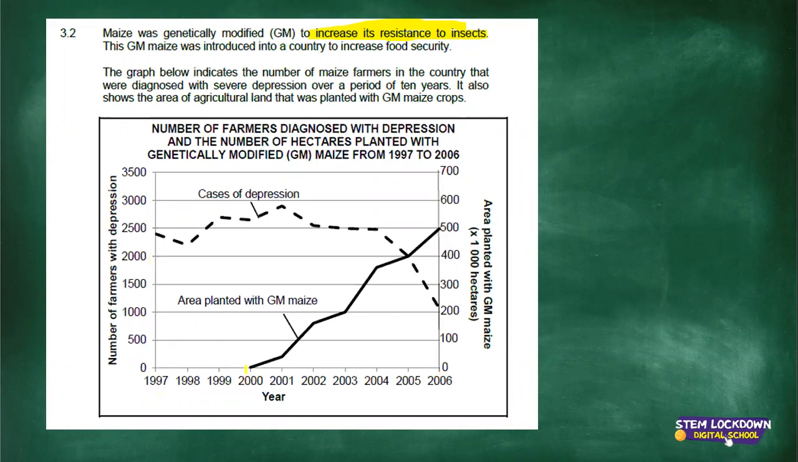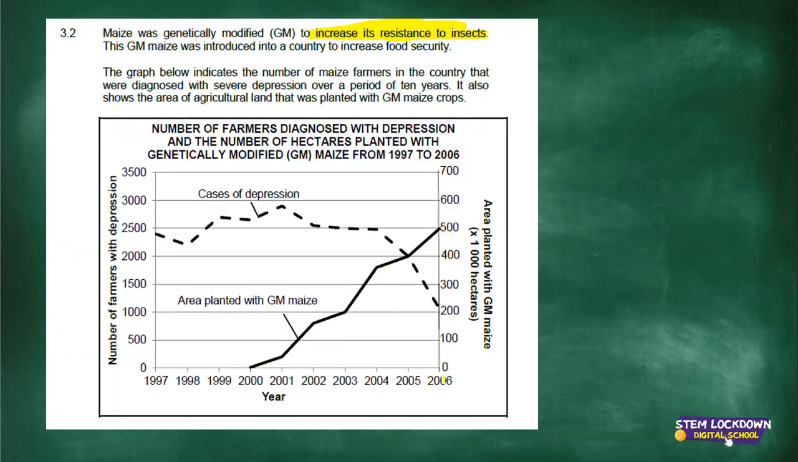2000, that's when we start to see the area planted with GM maize. When we study the year and the area planted, we'll focus on the right y-axis. If you're focusing on the number of farmers with depression, you'll focus on the other side. So you'll see from 2000 up until 2006, the area that was planted with GM maize was increasing, right?